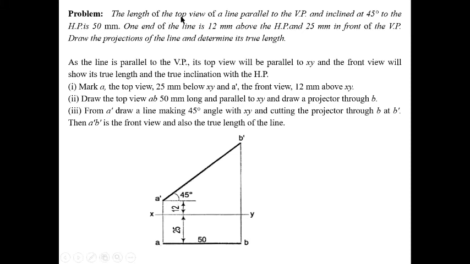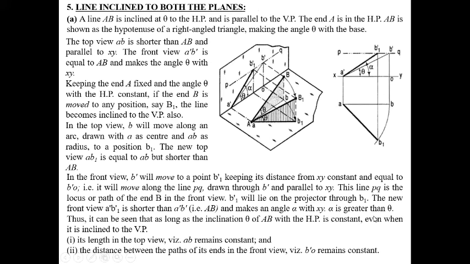Then here it is parallel to the VP and inclined 40 to the HP, so in this case you get the actual length in the front view. So first we draw the front view, A dash and B dash, the angle is given. From each point we draw a vertical line and we get A and B. Next, line inclined to both the planes. I will discuss the line inclined to both the planes when we discuss the problem. So first we go to the problem.